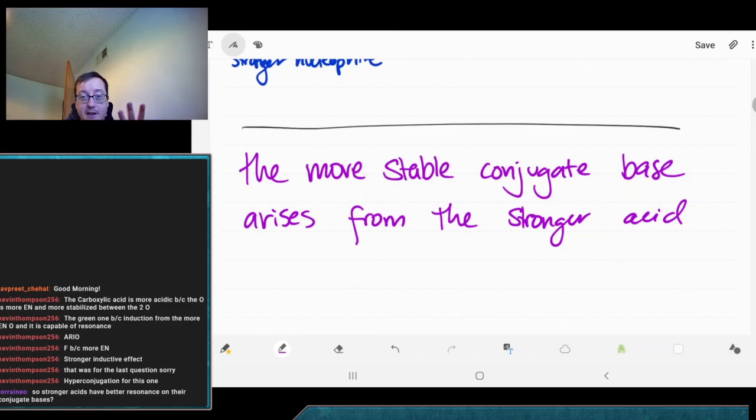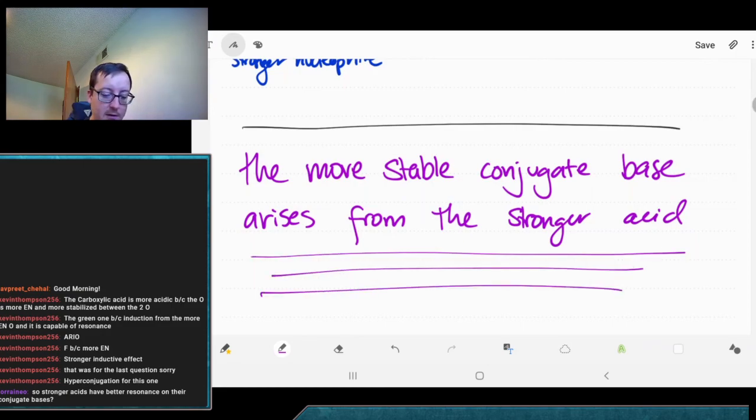So, those 5 factors we talked about all contribute to the stability of the conjugate base. So, absolutely, if something can resonate and the other can't, and otherwise they're all the same, then the one that resonates will come from the stronger acid. Absolutely. So, this is the big picture here. If nothing else, if you're able to deduce this, that's what we're looking for here. This is the main point.